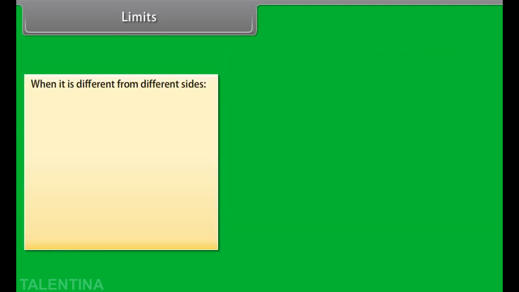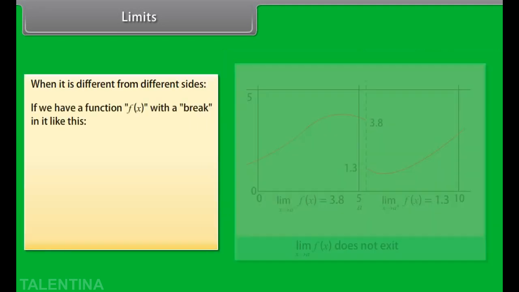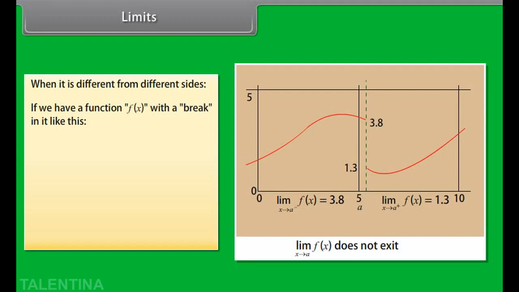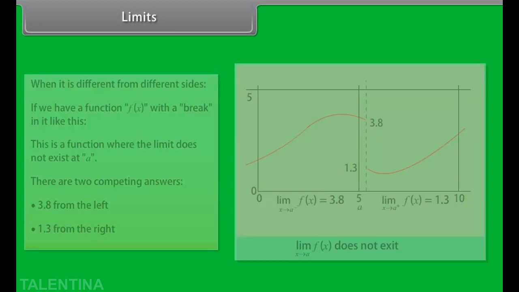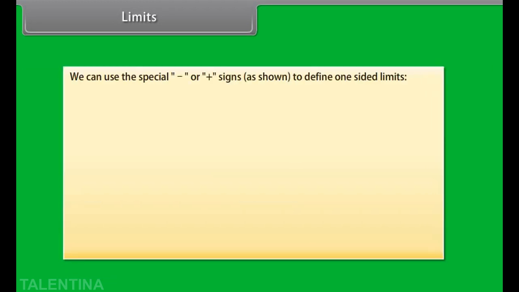When it is different from different sides. What if we have a function f(x) with a break in it like this. This is a function where the limit does not exist at a. You cannot say what it is because there are two competing answers, 3.8 from the left and 1.3 from the right. But you can use the special minus or plus signs as shown to define one-sided limits. The left-hand limit, minus, is 3.8, the right-hand limit, plus, is 1.3, and the ordinary limit does not exist.